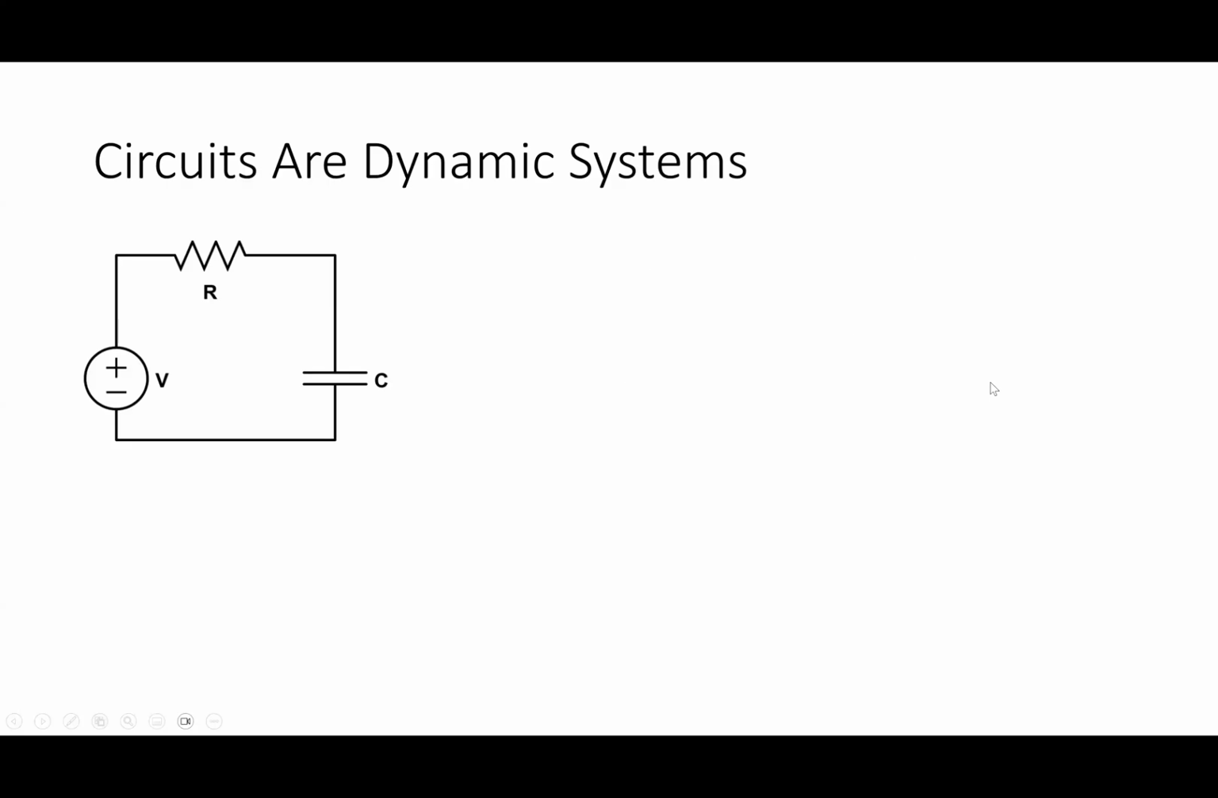So we've talked about this idea before about circuits being dynamic systems. What does it mean to say that it's a dynamic system? In other words, what's the difference between a dynamic system and a static system? So what would be static versus dynamic? Give me an example at least of what a static system would be.